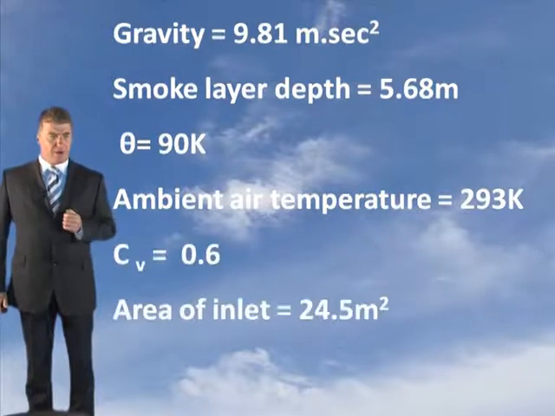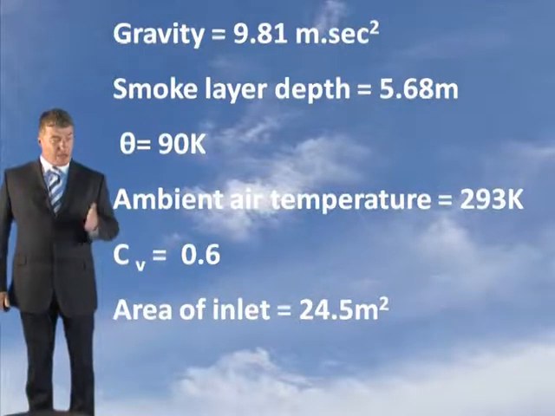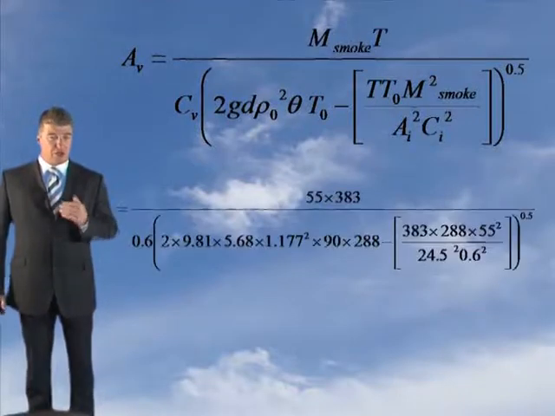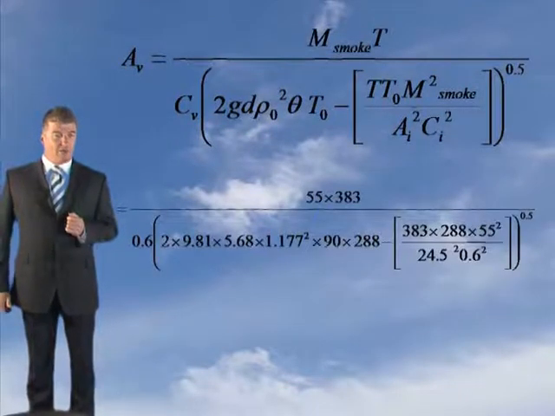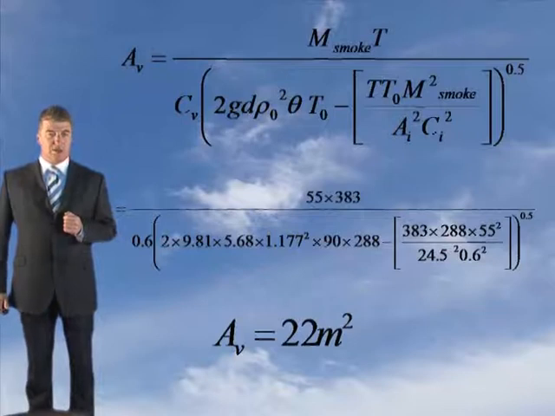There's 24.5 square metres of air inlet available, and the inlet vents have a coefficient of 0.6. Now, if you put those into this formula, what you should have got is an AV of 22.2 square metres. That's what you should have got. Now that covers the examples.